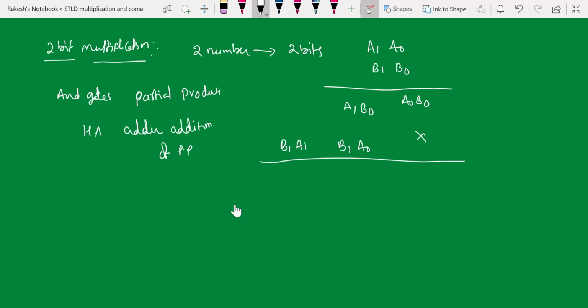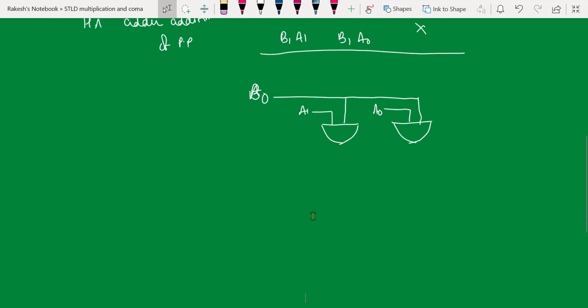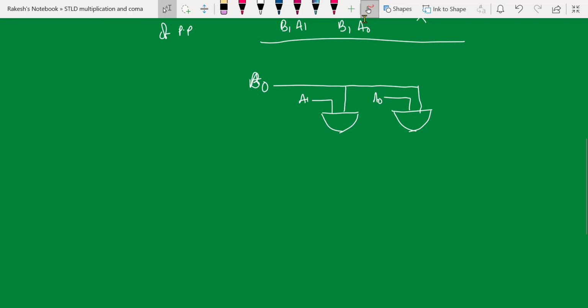So your circuit will be something like this. You are going to have B0, and for B0 I will be having two AND gates. Here two AND gates, one AND gate input is A0, another AND gate input will be A1. So that means you are going to produce A0 B0 here and B0 A1 here.